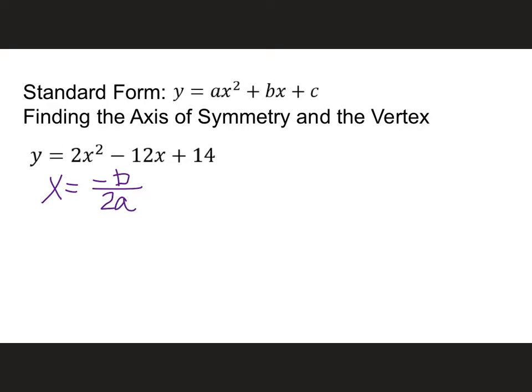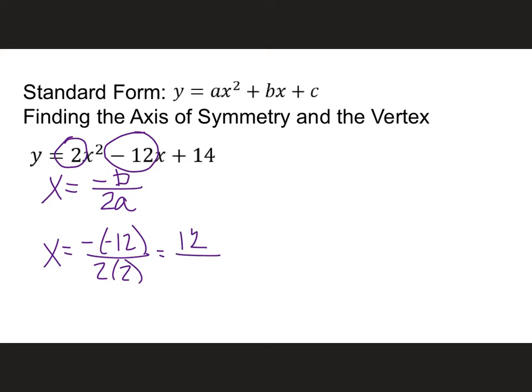In this case, our b value is negative 12 and our a value is 2. So our formula will be negative negative 12 over 2 times 2. That simplifies to 12 over 4, or 3. So now we know the axis of symmetry is at x equals 3. We also would then know the x value for the vertex.